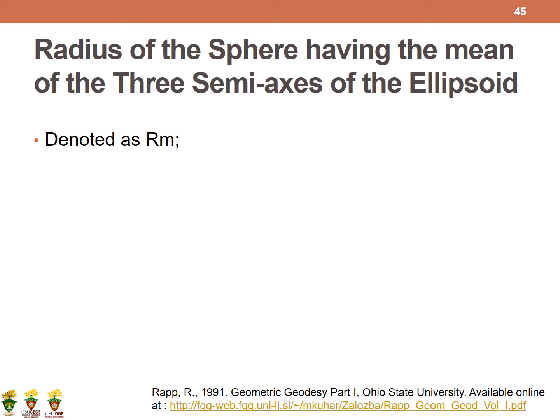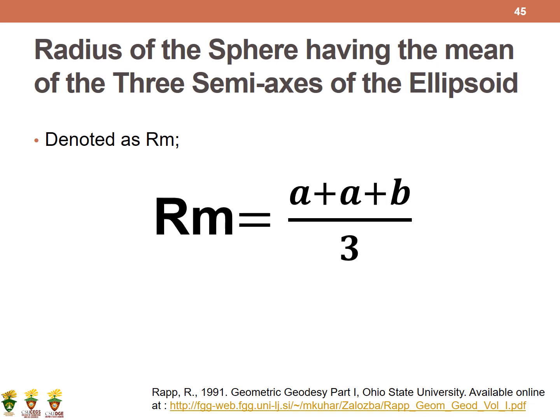Another radius is the radius of the sphere having the mean of the three semi-axes of the ellipsoid. Mean daw sa tulo ka axis. So since duha man ang sa atong ellipse, from two-dimensional to three-dimensional rather, we have a and b, the semi-major axis and semi-minor axis. So denoted as RM, where M is the mean, the radius of the sphere having the mean of the three axes. So it's just equal to semi-major plus semi-major plus semi-minor divided by 3.